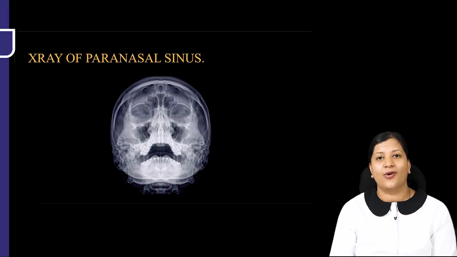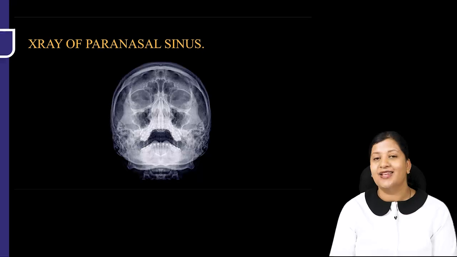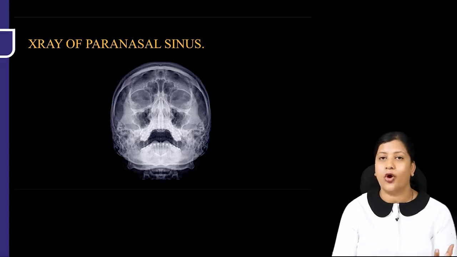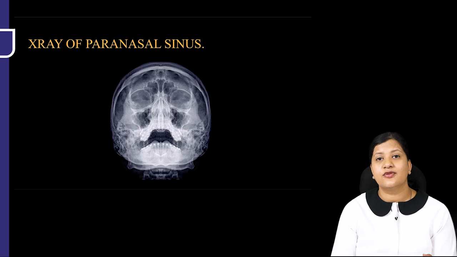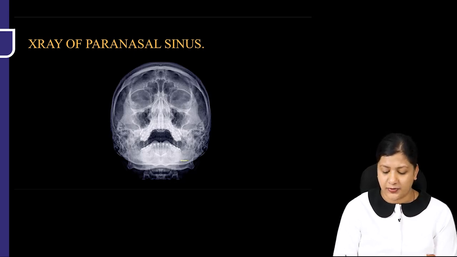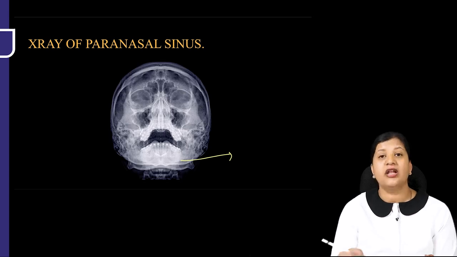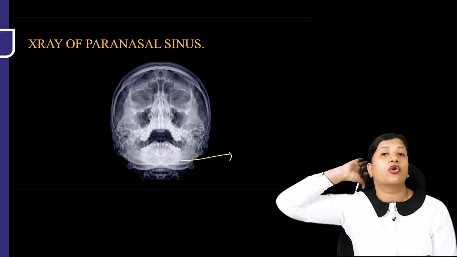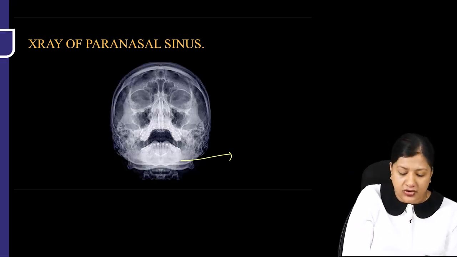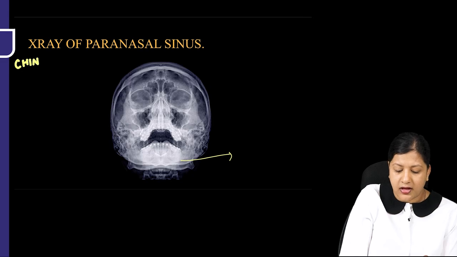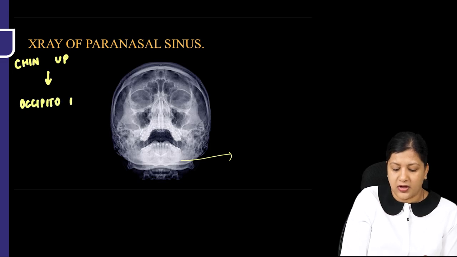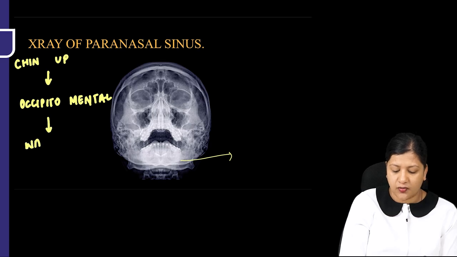So first of all, when we talk of radiology, we always begin with X-rays. So we start with the X-rays of the paranasal sinuses. There are different views, but we will talk of the commonly used ones. The first one that you see here, the image is showing you the chin up position. So whenever there is a chin up position, we call this as occipitomental view. So chin up is nothing but your occipitomental view. This occipitomental view is also called as Waters view. So what is it also called as? It is called as Waters view.